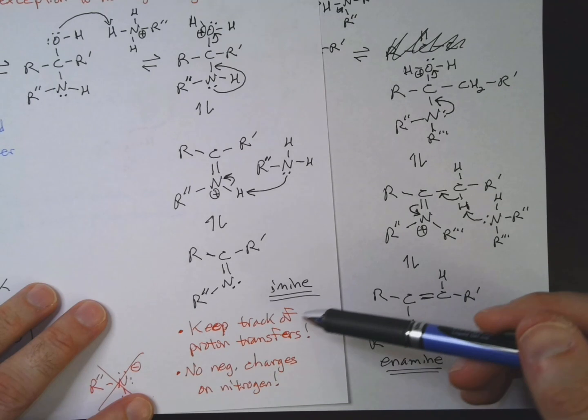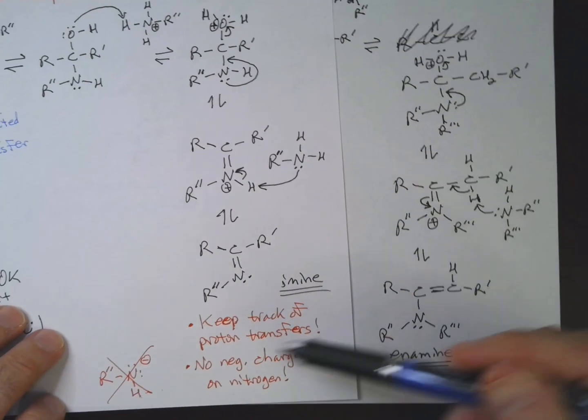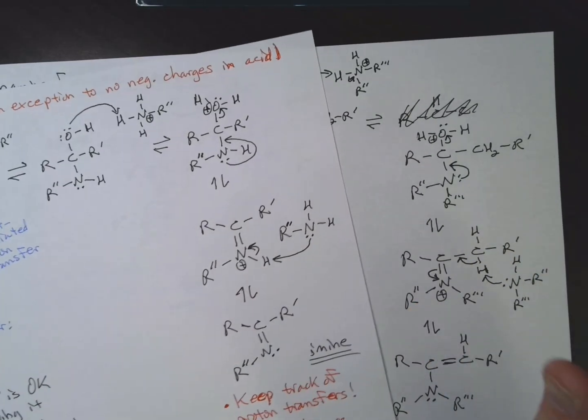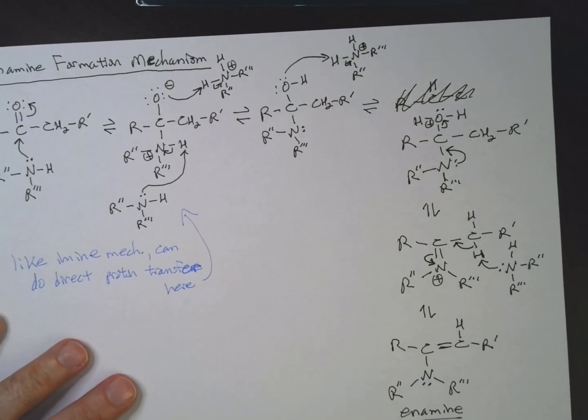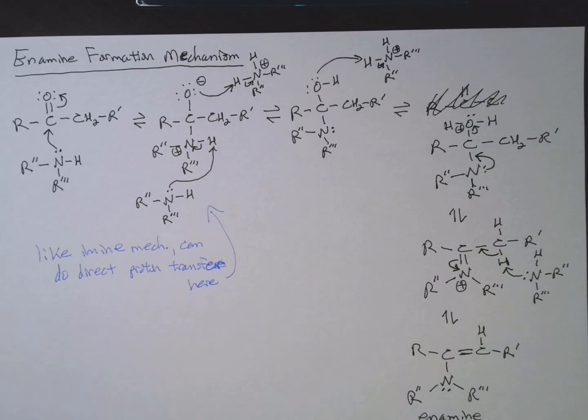In both cases, we want to keep track of our proton transfers and no negative charges on nitrogen. Stuff like that is bad. All right. So you want to be able to do these mechanisms. I will ask you to draw these types of mechanisms on the quiz and exam. All right. So that's about it for the nitrogen nucleophiles, formation of imines and enamines from ketones.